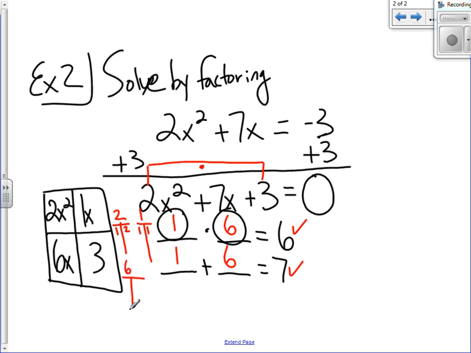6, we would have 1 and 6, 2 and 3, and then 3, we would have 1 and 3. So do you see what I did there? The 2 and the 1 I get from the numbers in front of the x. Here in the bottom, I get 6 and 3, because those are the numbers that are inside the box. Then I'm just listing all the ways to multiply using whole numbers to get that particular number I'm looking at.